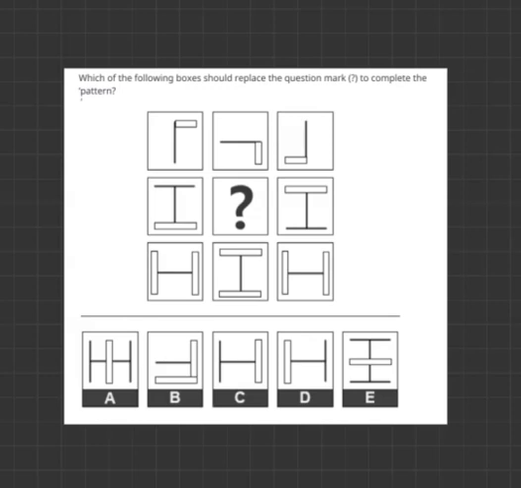Which of the following boxes should replace the question mark to complete the pattern? So we have a 9-figure matrix and we have to find a relationship between boxes to help us work out our missing 9th figure. Now I always break it up between the rows and the columns just to separate the information.